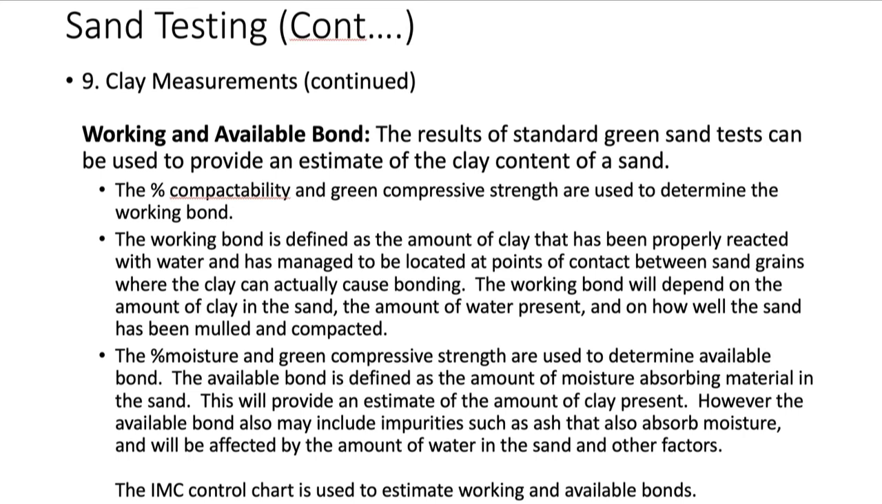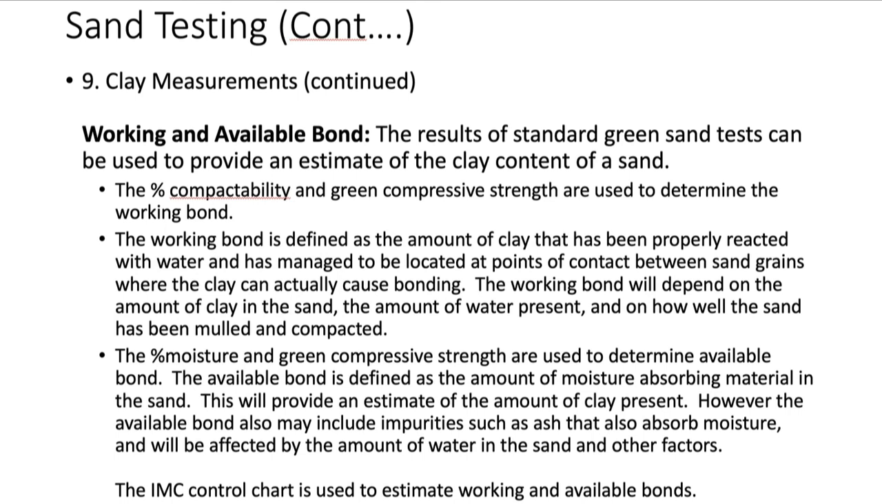Once you have some of this data, you can put it into a little graph that we have, and it tells you two things. One is the working bond and what the available bond is. And the working bond is how much is actually contributing to the bonding, okay? Whereas the available bond is how much could be activated. So the total and available bond are calculated from a special graph that I'm going to show you in a second.